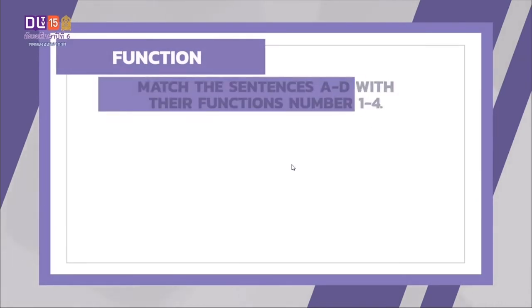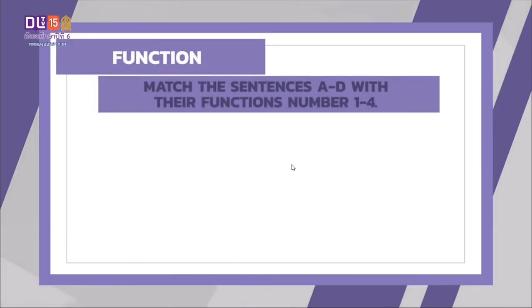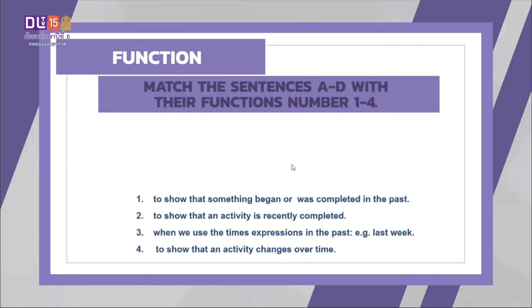Directions. Match the sentences A to D with their functions, number 1 to 4. Okay, I will show you these functions from the last slide, right? To show that something began or was completed in the past. To show that an activity is recently completed. When we use the time expressions in the past. To show that an activity changes over time. Okay, and I will show you 4 sentences.